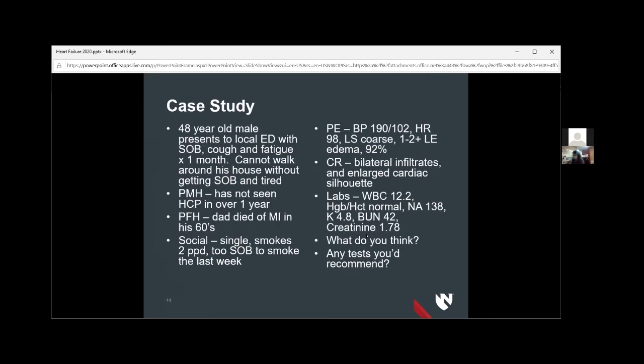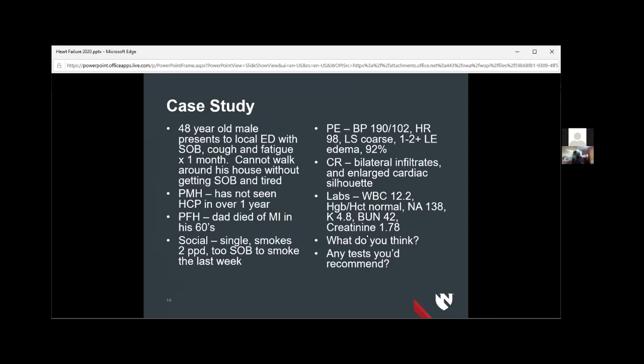So this is the first case study I put in here. It's a 48-year-old gentleman that we actually took care of probably 7 years ago now, maybe even longer. Presented to his local emergency room with shortness of breath, cough, and fatigue times 1 month. Cannot walk around his house without getting short of breath and tired.